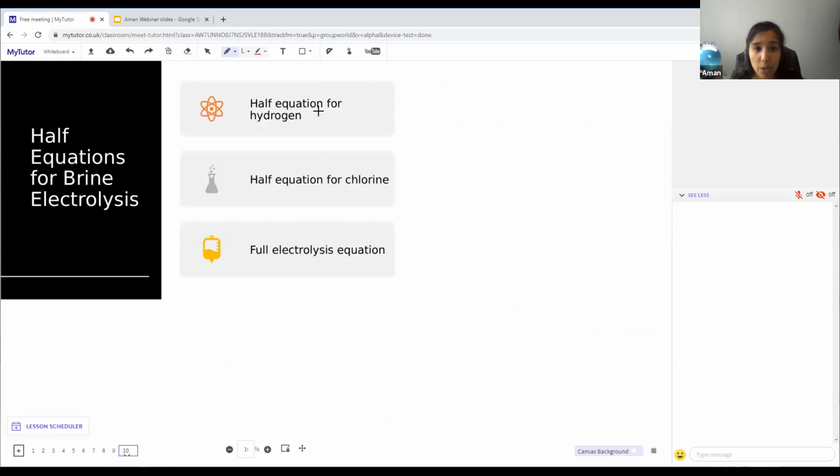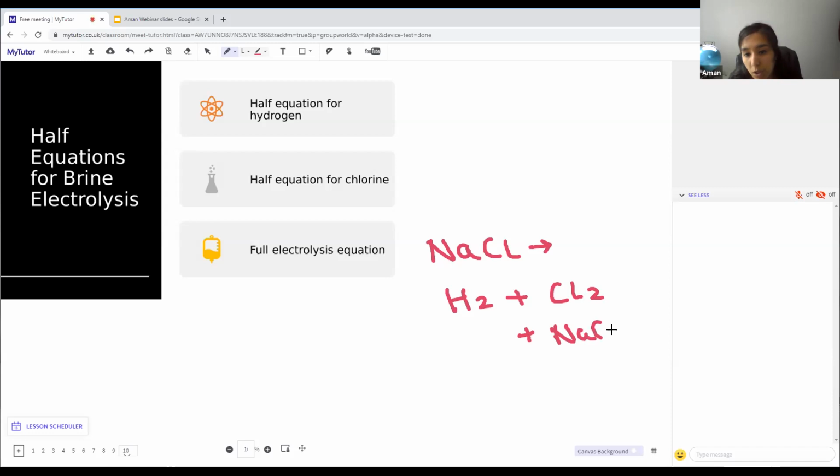So we've done the half equations for the electrolysis of brine. So we did hydrogen and chlorine. The full electrolysis equation here, but what I mean by this is what actually happens. So it's essentially a breakdown. So we say sodium chloride breaks down to produce hydrogen, chlorine, and sodium hydroxide. And then we just need to balance that.